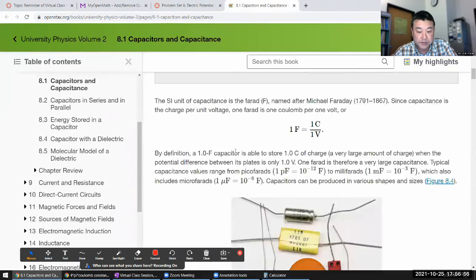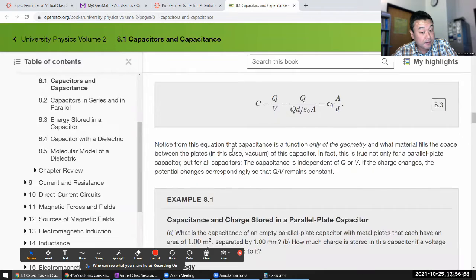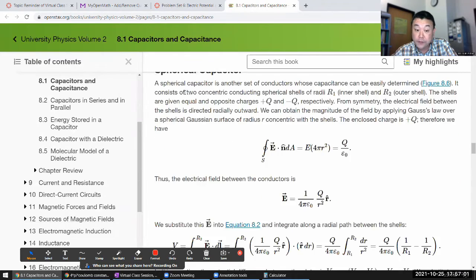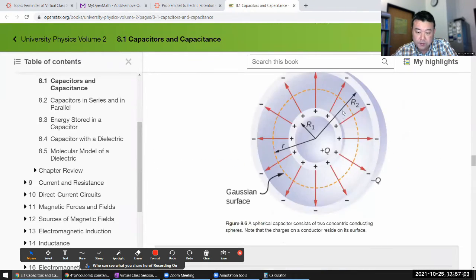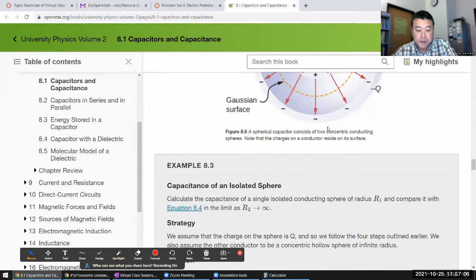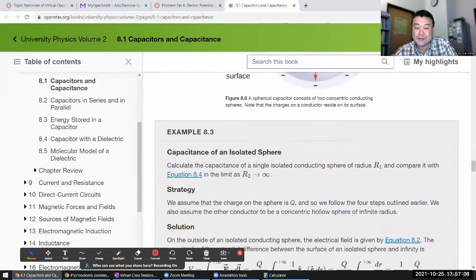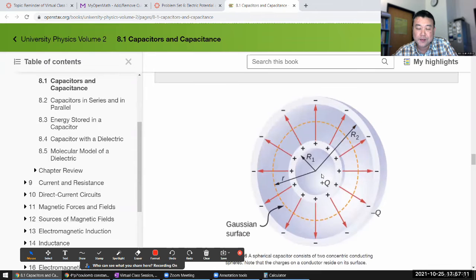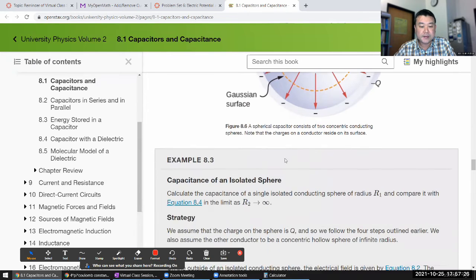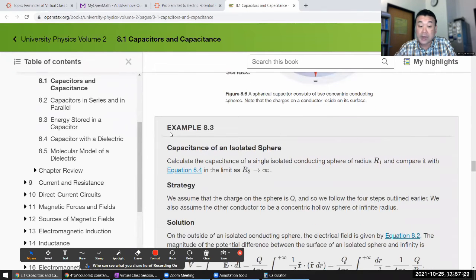When you scroll down to example 8.3, spherical capacitor. So the arrangement is something like this, but starting from this description, you can figure out the capacitance of an isolated sphere. It's a bit unusual because usually when we deal with capacitors, we are dealing with two conductors. An isolated sphere would be a single sole conductor. And this example is how they are calculating the capacitance of that isolated sphere.